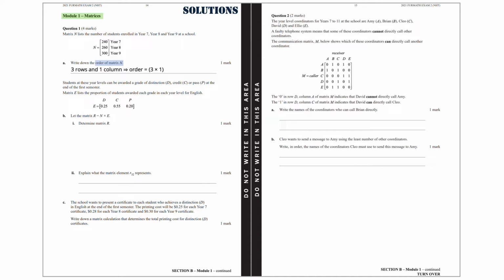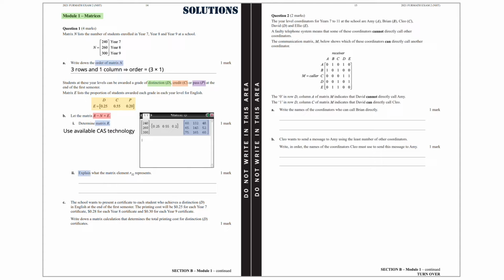Students at these year levels can be awarded a grade of distinction, credit, or pass at the end of the first semester. Matrix E lists the proportion of students awarded each grade in each year level for English. Part B. Let the matrix R equal N times E. Part I. Determine matrix R. Use available CAS technology to multiply the two matrices. And here we have matrix R, a 3 by 3 matrix.